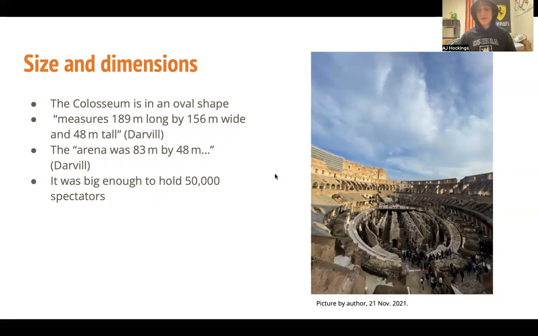So the size and dimensions: the Colosseum is an oval shape, as you can see in this photo right here. It measures 189 meters long and 156 meters wide, while also being 48 meters tall. The arena itself was only 83 meters by 48 meters. So this small little platform right here. But the Colosseum was big enough to hold about 50,000 spectators.